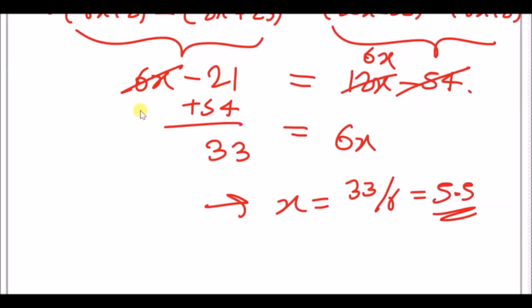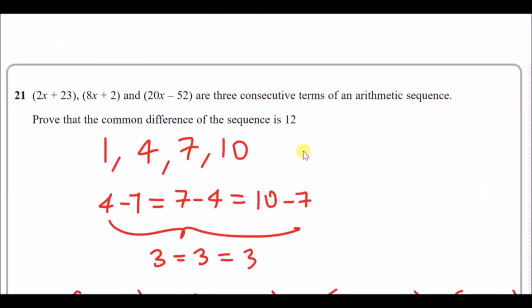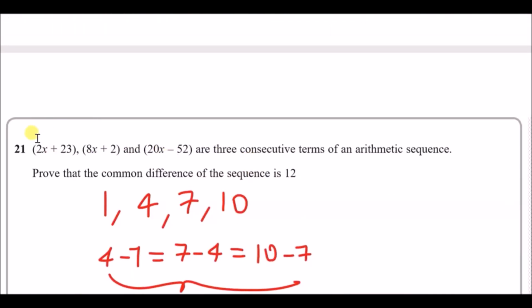I was expecting a whole number. Anyway, since x is 5.5, let's go ahead and plug into the original values, yeah? So plug in 5.5 for here. You're going to have 2 times 5.5 plus 23. This is going to become 34.